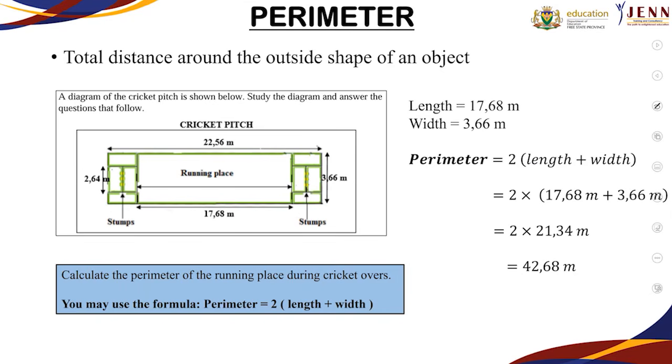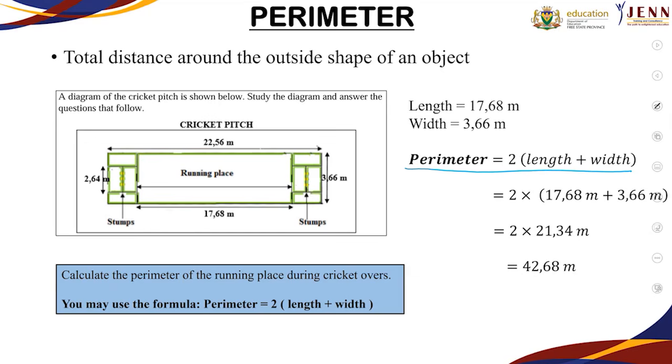Now let's read the question below in blue. Calculate the perimeter of the running place during cricket overs. You may use the formula perimeter equals 2 in brackets length plus width. Now, when they say use the formula, that is your starting point. You must use that formula, okay? So there is my formula. Perimeter equals 2 times length plus width.